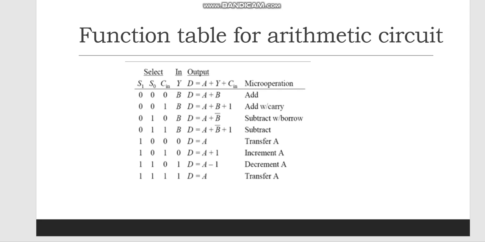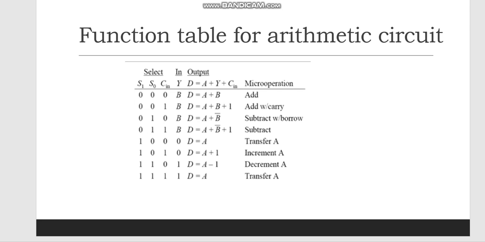When S1 S0 is equal to 1 1, all ones are inserted into the Y inputs of the adder to produce the decrement operation D is equal to A minus 1 when Cn is equal to 0. This is because a number with all ones is equal to the 2's complement of 1. The 2's complement of binary 0 0 0 1 is 1 1 1 1. Adding a number A to the 2's complement of 1 produces D is equal to A plus 2's complement of 1, which is equal to A minus 1.